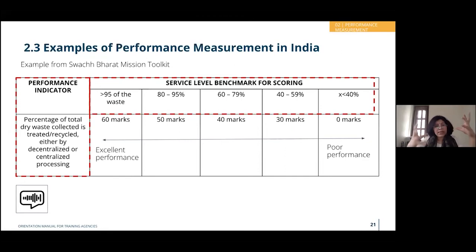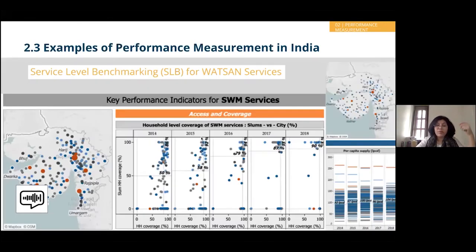Just to take that example forward, the indicator, for example, is percentage of total dry waste collected, treated, or recycled, either by decentralized or centralized process, right? That's the indicator. And then you have benchmarks: if cities are doing more than 95% of the waste, if they are recycling, treating, etc., then it indicates excellent performance. If cities are not even doing 40%, then it's poor performance, right? This same concept is essentially what cities have to understand, even when we talk about the ITCN framework, when we come to it.